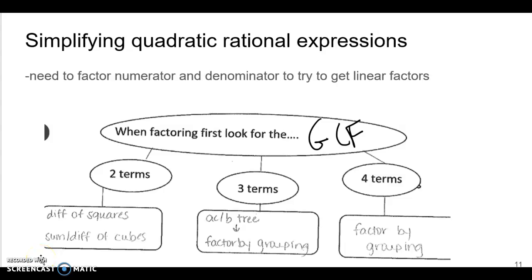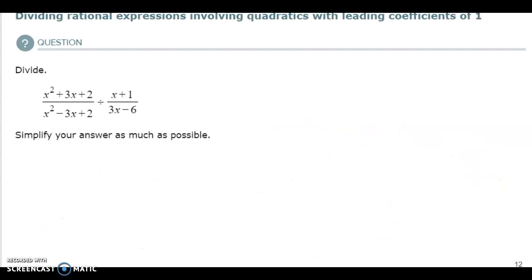Okay, so in the process of simplifying rational expressions, after we multiply or divide, we may get quadratic rational expressions. This is the same thing that we saw a few slides ago when we did this with multiplication. So I just want to remind us that now we're going to quadratics, so we're going to have to try to factor. And these are our methods for factoring.